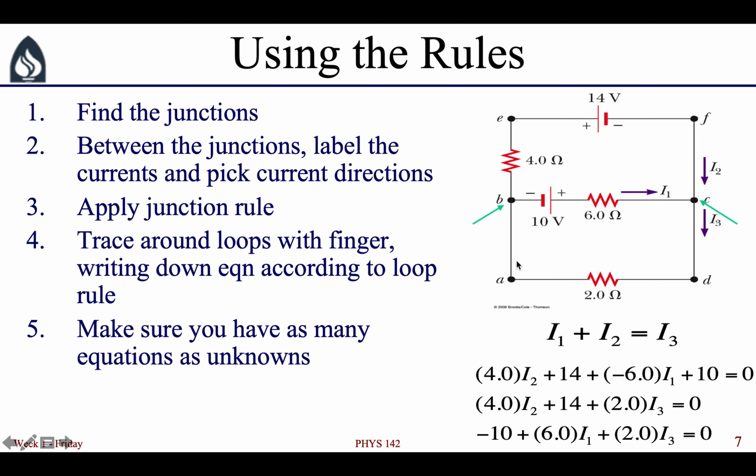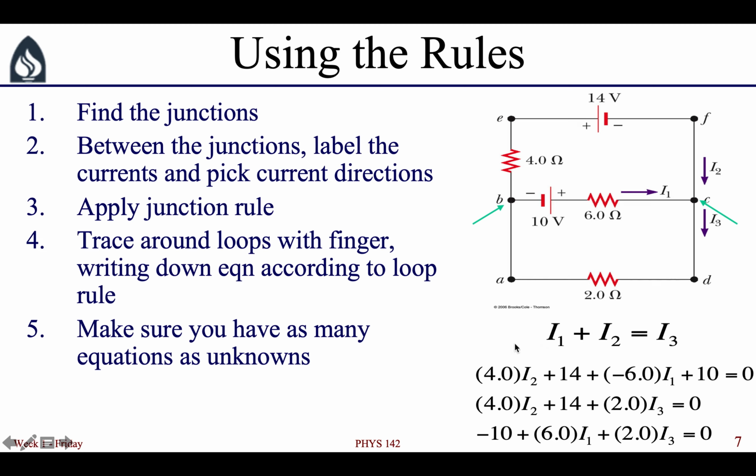We could potentially do the same for the bottom loop. If we go clockwise, starting at B, we hit the negative terminal first, so we would write down minus 10. Then we're going with the current, so that's 6 I1, and then we're going through this resistor here, so that's plus 2 I3 since we're going with the current, and the sum of those is equal to 0.